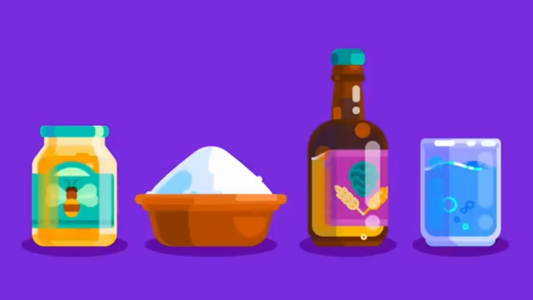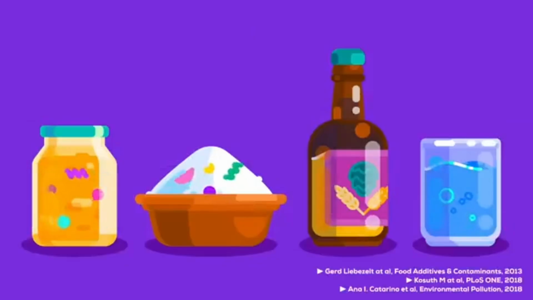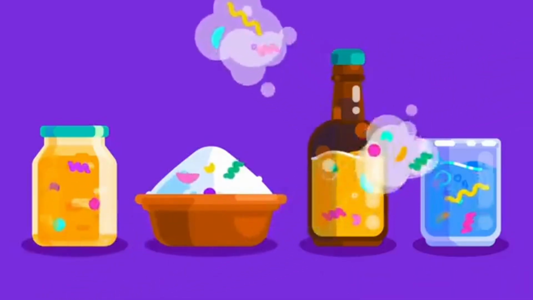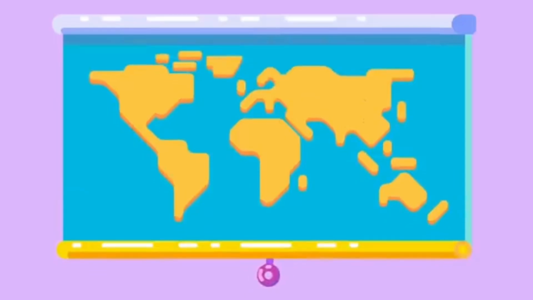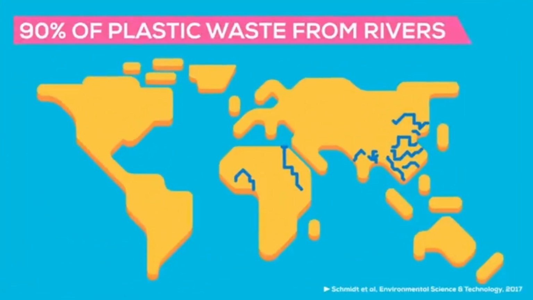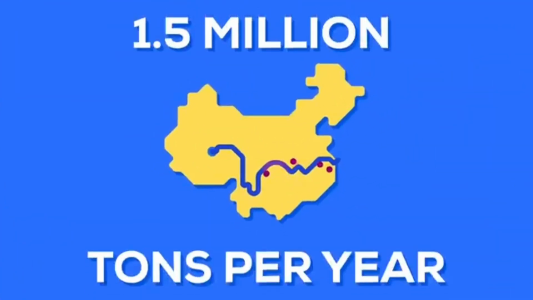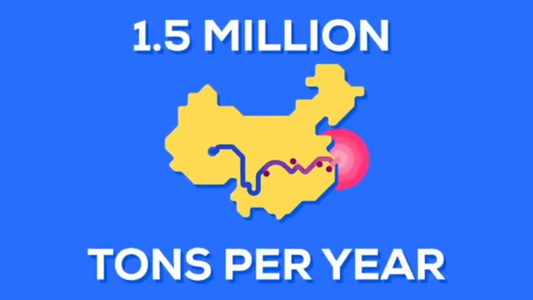Microplastics have been found in honey, in sea salt, in beer, in tap water, and in the household dust around us. It is also important to note where the vast majority of the world's plastic pollution is coming from right now. 19% of plastic waste entering the ocean through rivers comes from just 10 rivers in Asia and Africa. The Yangtze in China alone flushes 1.5 million tons of plastic into the ocean each year.